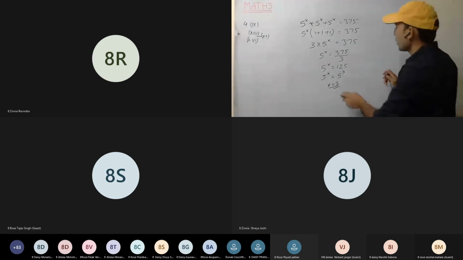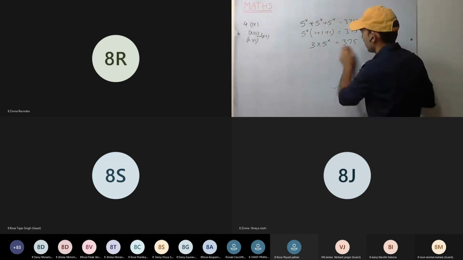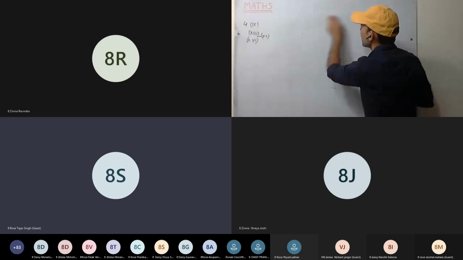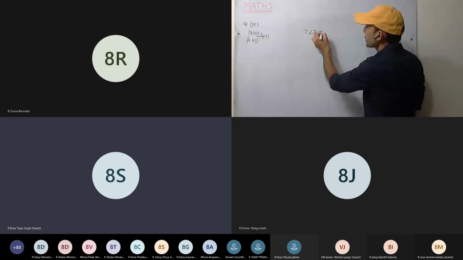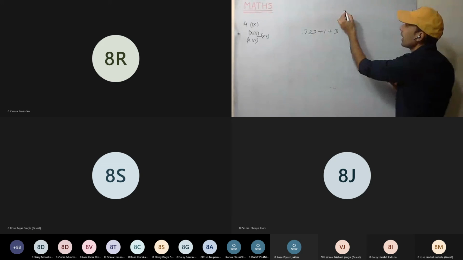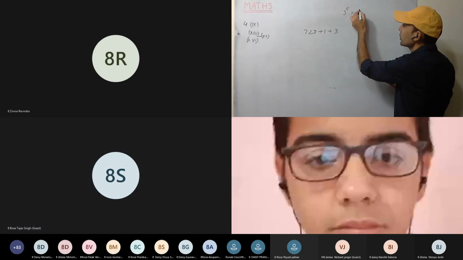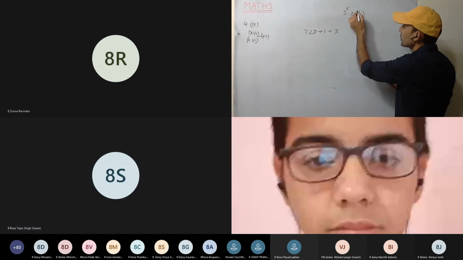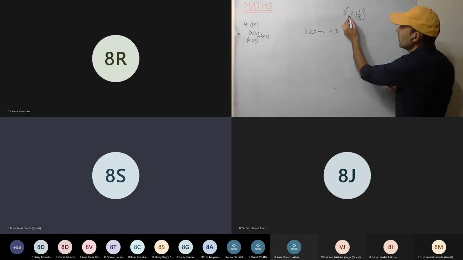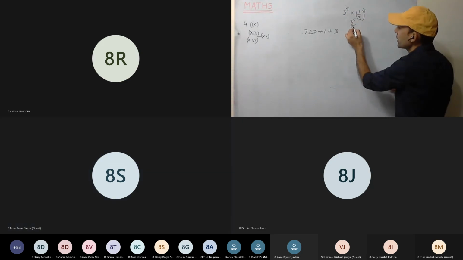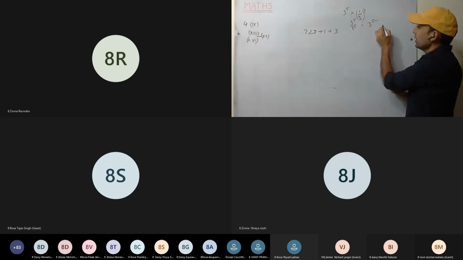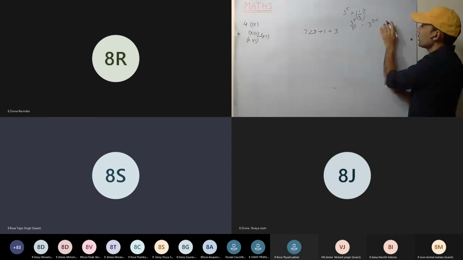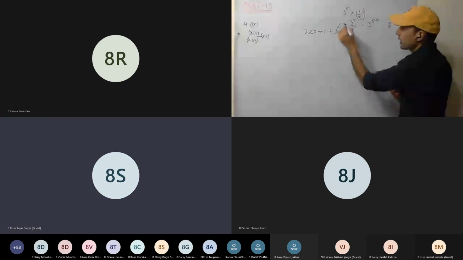The answer to the second question was 733. So at last it will come like this: 729 plus 1 plus 3. In the last term it was 3 raised to power 5 into 1 upon 3 raised to power 4, so 3 raised to power 5 divided by 3 raised to power 4. That is 3 raised to power 5 minus 4, which is 3. So that's how we are getting 3.